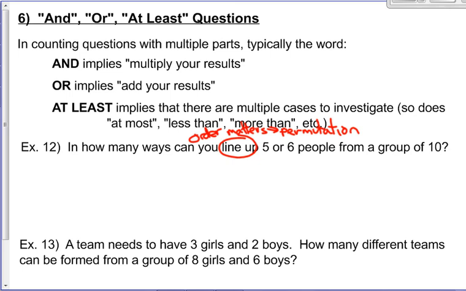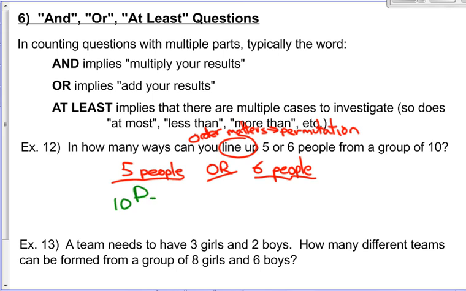And usually what I do is I'll write it out in words. That I need 5 people or 6 people. That's the scenario. Now I need to translate that into math. So I've got 10 people, and I can pick 5 people, or I could pick 6 people. I'm dealing with these separately. And the word or means I add my results. Now, rather than going to the calculator every time, I'm just going to write down the values that would come out here. So we get 10P5 is 30,240.